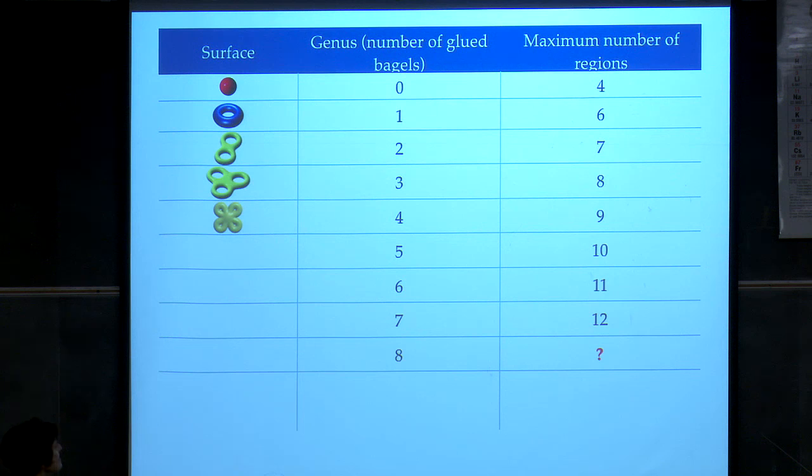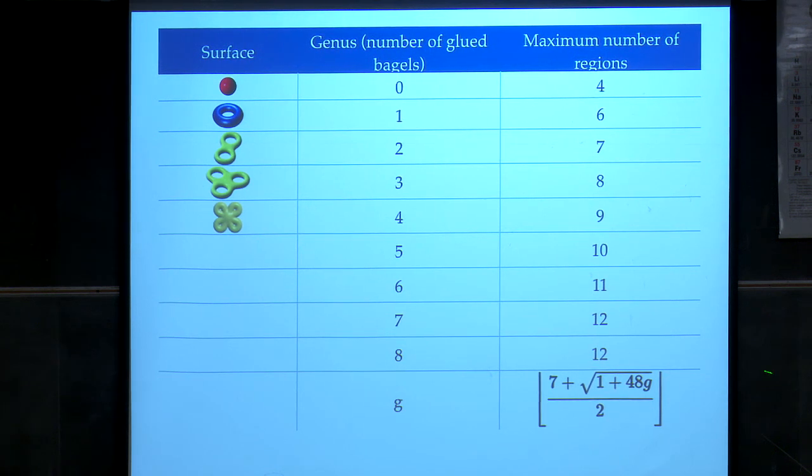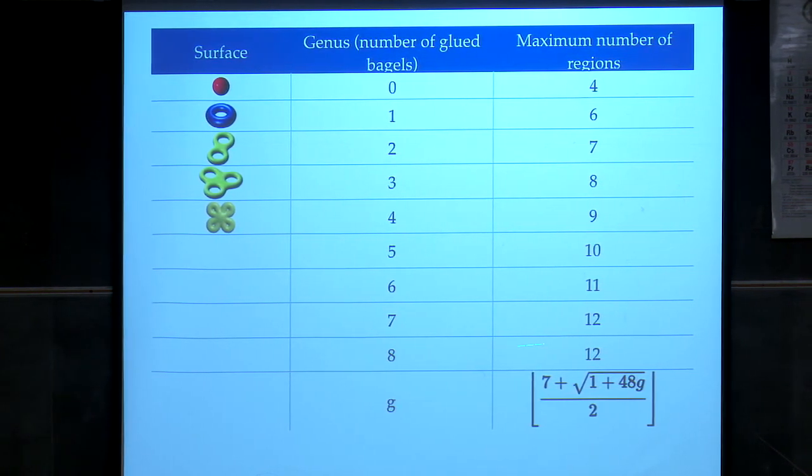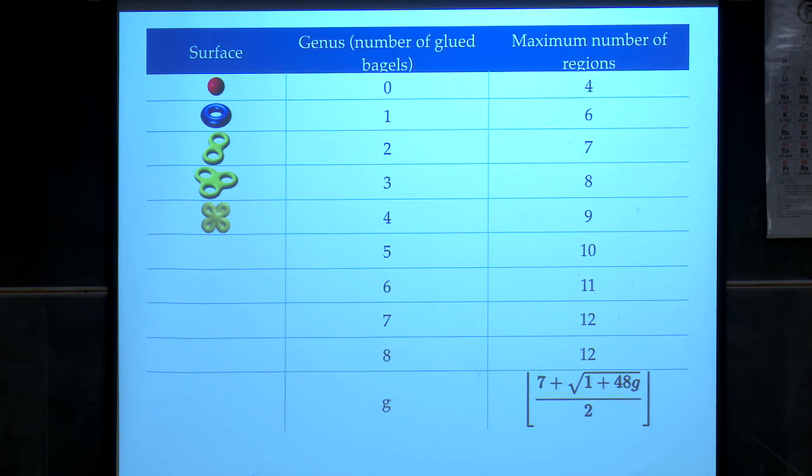Oops. No. This is a trick question. So one would expect it to be 13, but in fact, it's 12. And the number G here is the number of tori or bagels that we are attaching. Of course, this is the smallest integer, no, the largest integer that is smaller than this number. This is the number for this.